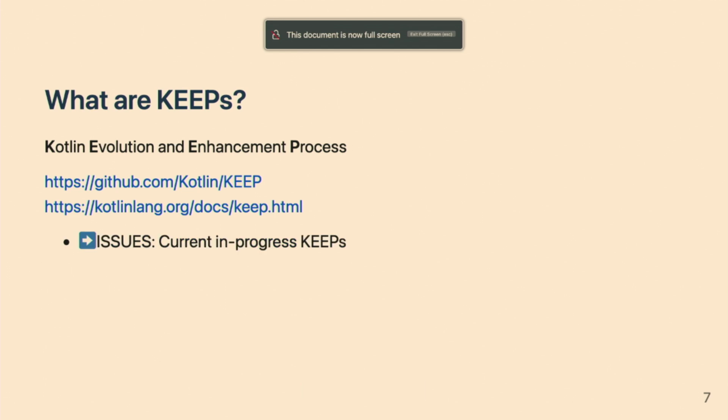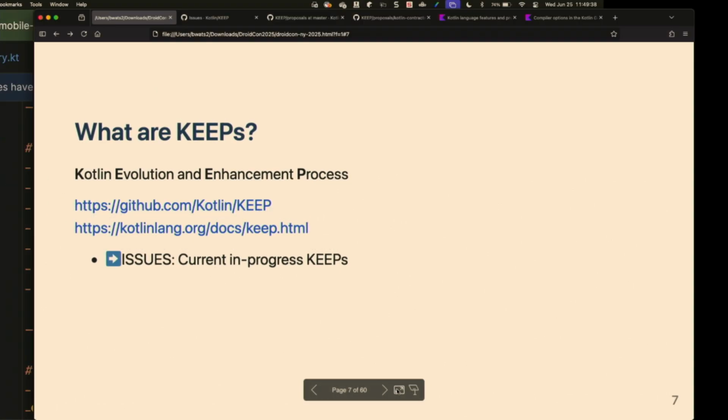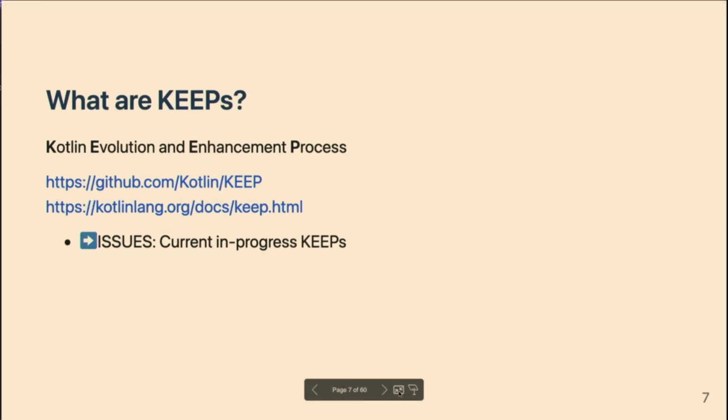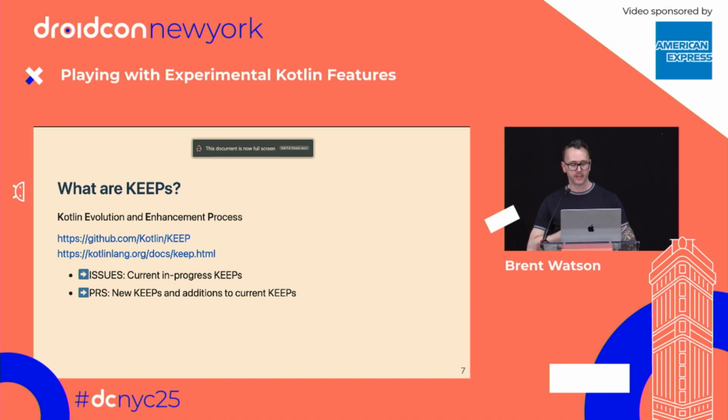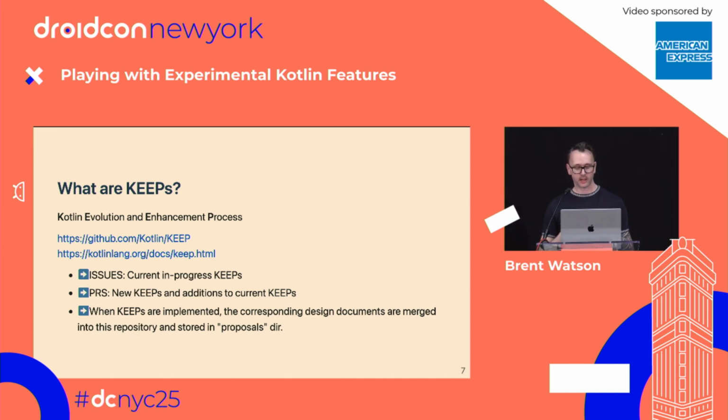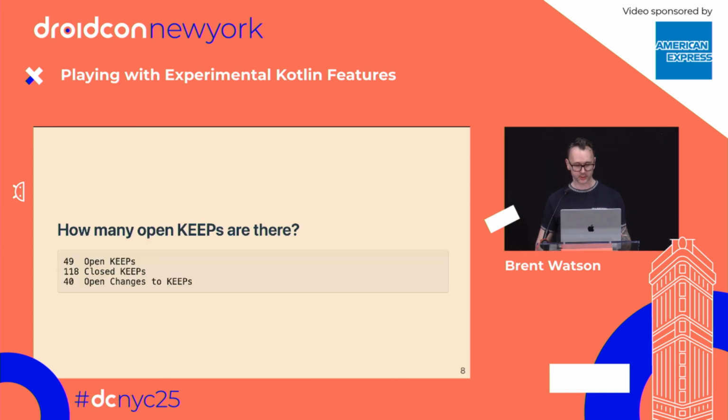The idea with how this KEEP repository should work is that you open up a GitHub issue for any current in-progress KEEPs that people are discussing. Then any new KEEPs or additions go through the regular PR process, and a bunch of people comment on them. And then once a language feature is actually implemented, all that stuff gets closed, gets merged, and there's that proposals directory with markdown files. You can read the history of how they got to that point for this feature in the language.